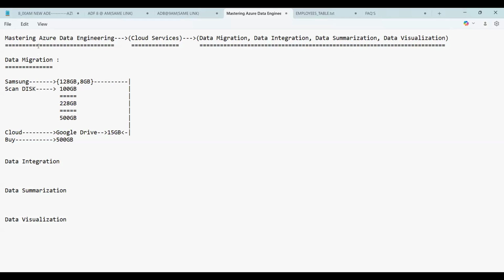So this kind of switching the data storage from your local storage on your mobile phone to the Google Drive, this kind of switching of the data is called what, guys? Data migration. Moving of the data from the on-premises environment. This is called as what? On-premises.